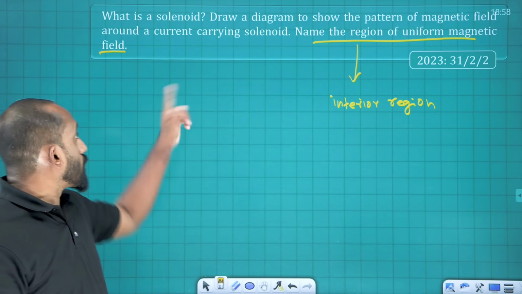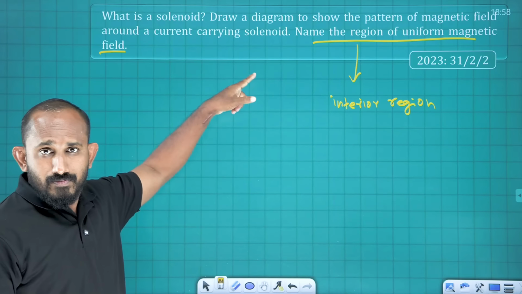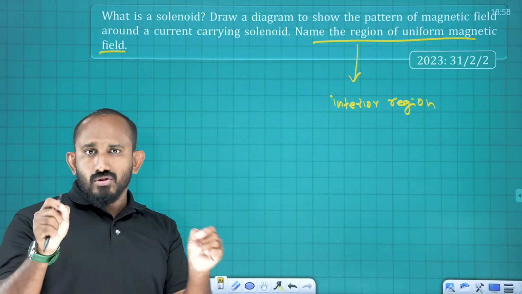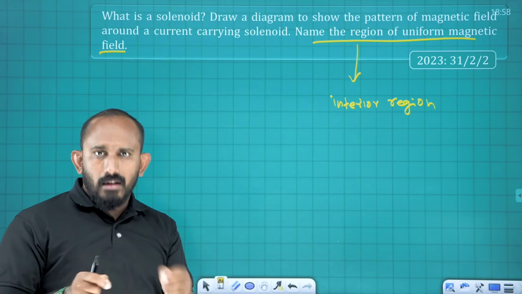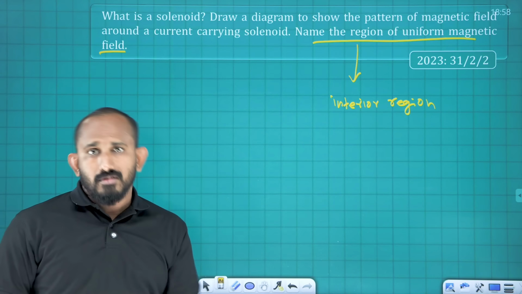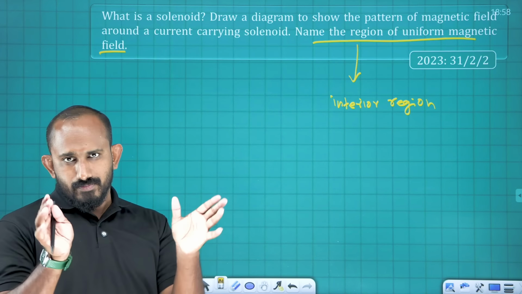Again, a 3 mark question. For the figure, you will get the mark. So what is a solenoid? It is an insulated copper wire or a conducting wire wound in the form of a cylindrical coil. It produces a magnetic field when current passes through it. That is a solenoid.